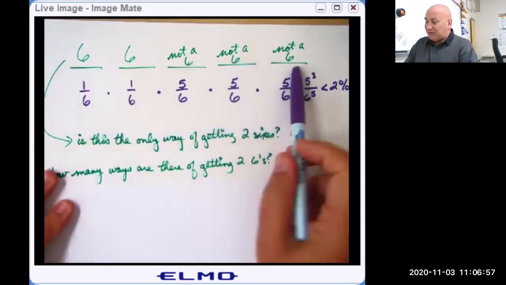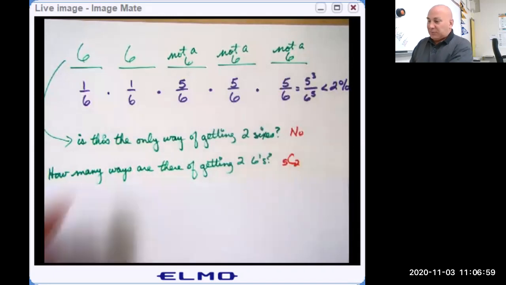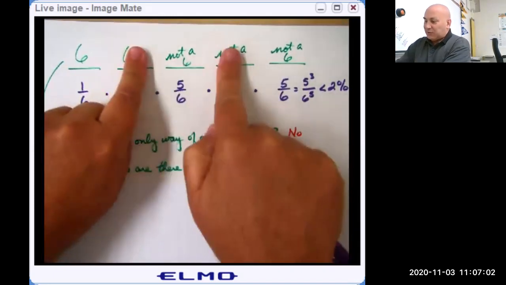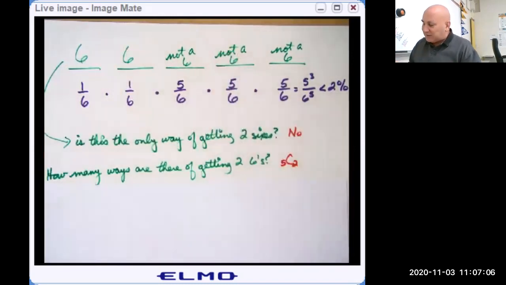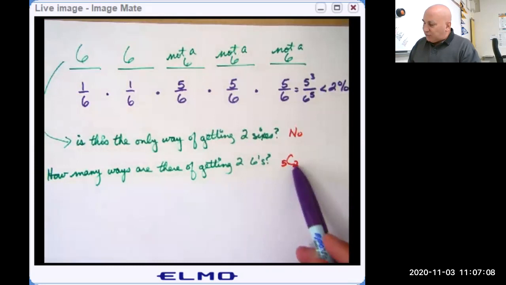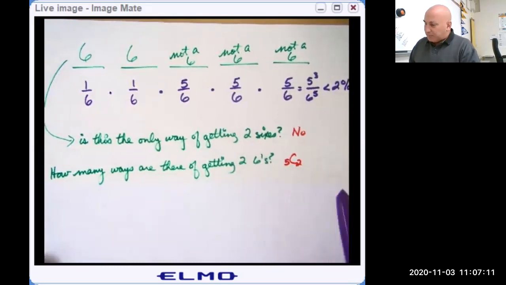I have 5 spaces, choose any 2 of them. It doesn't matter if I get this one first and then this one, or this one first, then this one. Those would be my sixes. So there are 5 choose 2 ways of getting that.